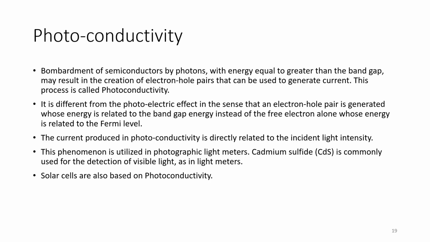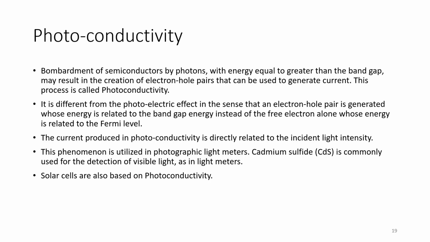The next phenomenon is photoconductivity. It is the bombardment of semiconductors by photons with energy equal to or greater than the band gap, which may result in the creation of electron hole pairs that can be used to generate current, and this process is called photoconductivity. It is different from the photoelectric effect in the sense that an electron hole pair is generated whose energy is related to the band gap energy, instead of the free electron alone whose energy is related to the Fermi level.